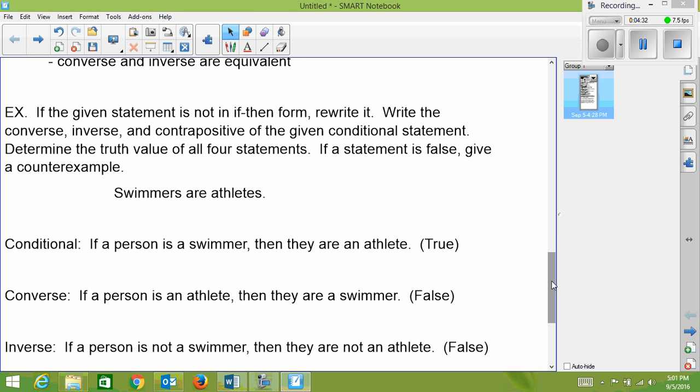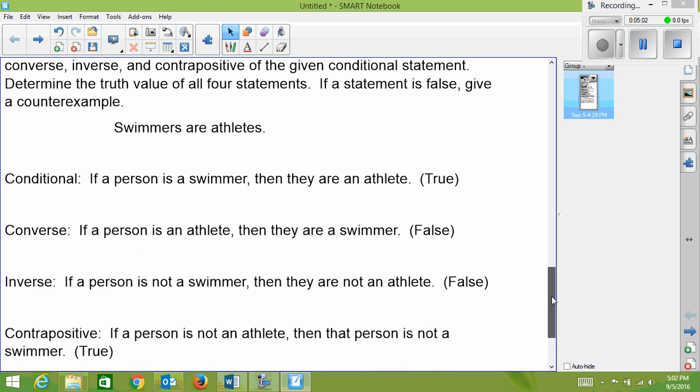Inverse. If a person is not a swimmer, then they are not an athlete. That is also false. And if we go back to what I said, the equivalent statements, the converse and inverse are equivalent, so they have to either both be false or both be true. And in this case, if you read it again, if a person is not a swimmer, they're not an athlete. That's trying to say that all athletes are swimmers, and that's not true again. And again, for the counterexample, you could plug in any other athlete in there.